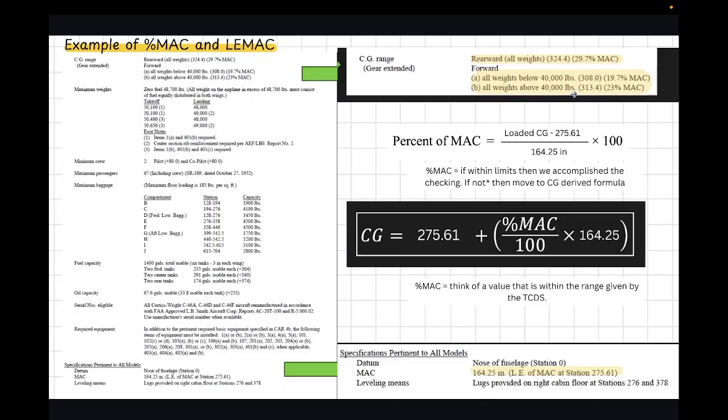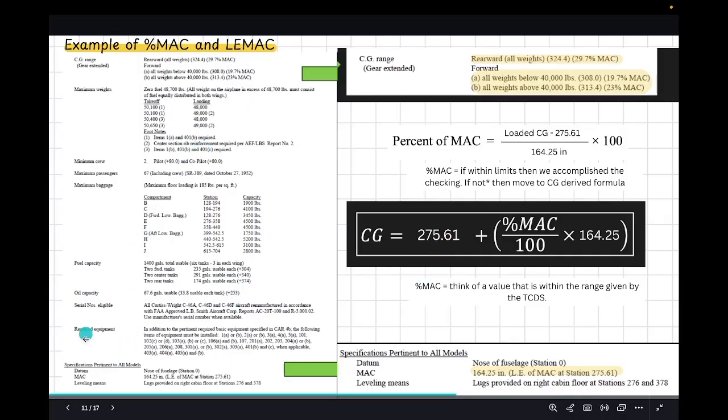All weights below 40,000 pounds start with 308 inches. But when above, that's 313.4 inches. And then for rearward, that's 324.4 inches. Now, this is what we call the Mach. So, the percentage Mach is indicated in our TCDS, and you won't have a hard time solving since you just really need to find it, because the TCDS is a rather long document.